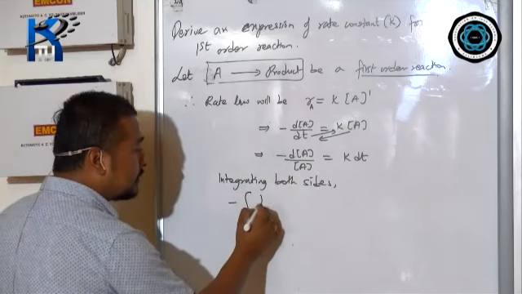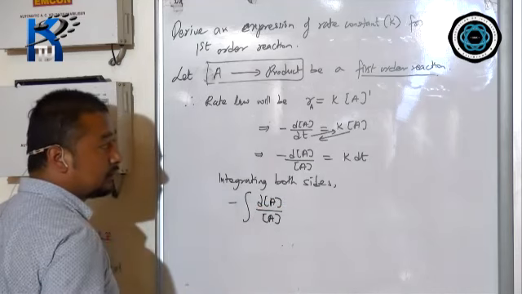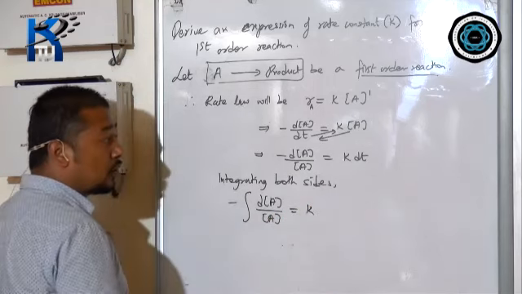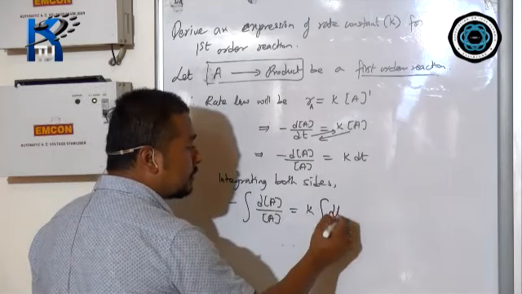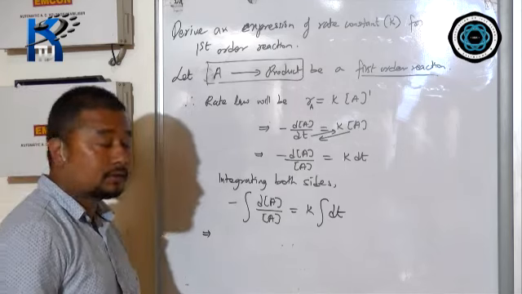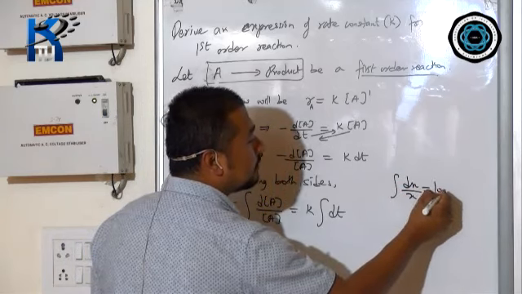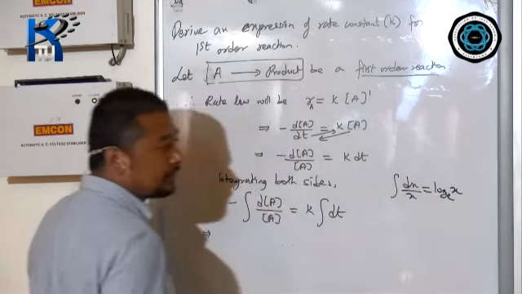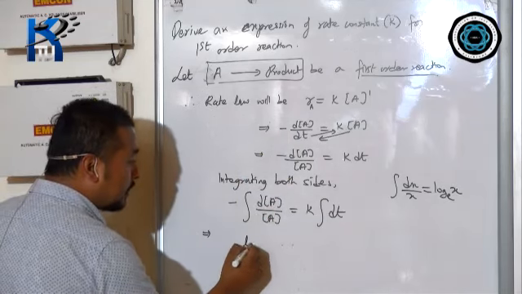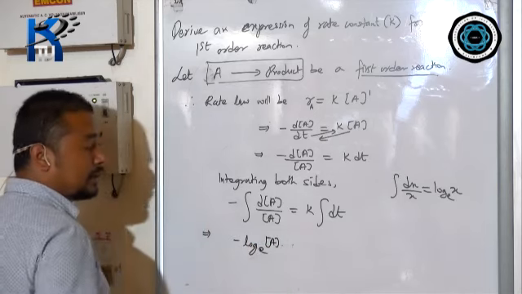Now the left one is your dA by A, and this is the symbol of integral. This side the constant is K, which you have to take out of the integral sign again, so here will be dt. Now you need to apply the formula of integration. I think you have seen this formula: integration of dx by x is equal to log x to the base e. So similarly, integration of dA by A will be log concentration of A, and base will be e. Minus is out, so we'll keep it here.